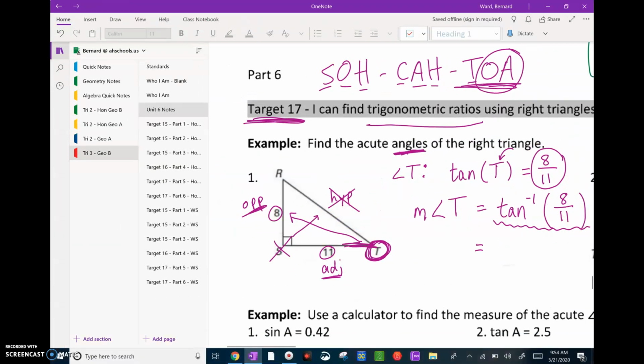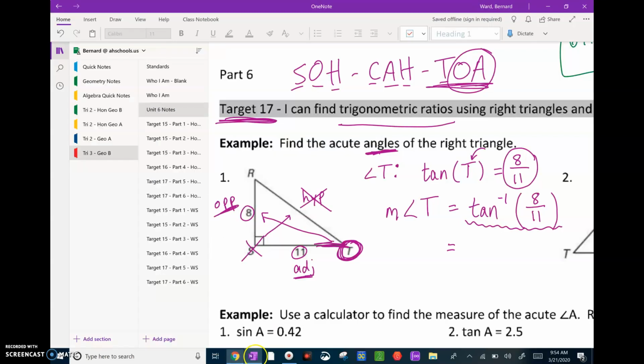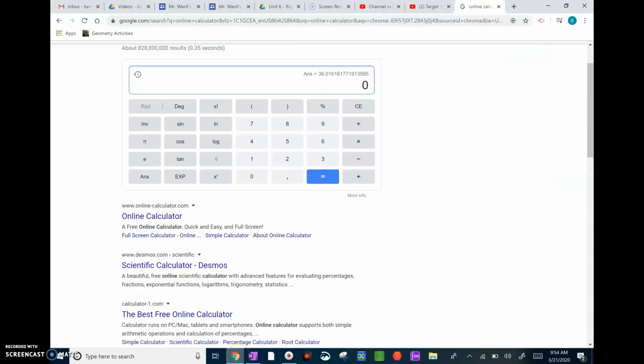Now, I need you to bear with me because I have a different kind of calculator than you, but here's the idea. Again, just to remind you, what we need to put in our calculator is tangent -1, and then in our parentheses, 8 divided by 11. And so when we go to our calculator, we want to see that symbol, tangent -1.